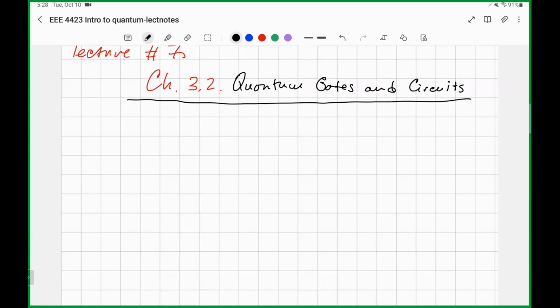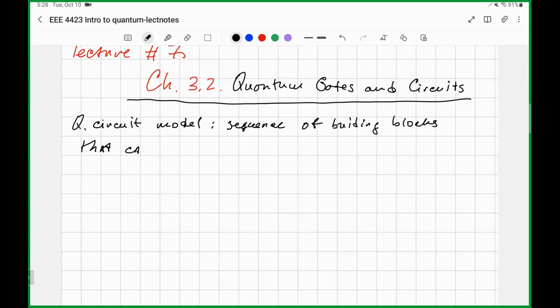Let us write down this statement. So the circuit model, or quantum circuit model, is a sequence of building blocks that carry out elementary computations.